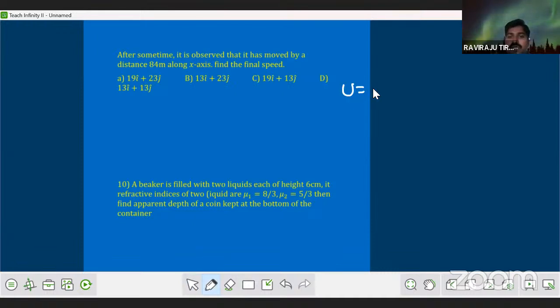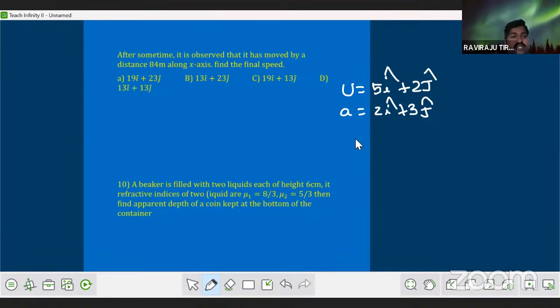Initial velocity given how much? 5 i cap plus 2 j cap. And acceleration given 2 i cap plus 3 j cap. Any other information given? In the second term it is given.